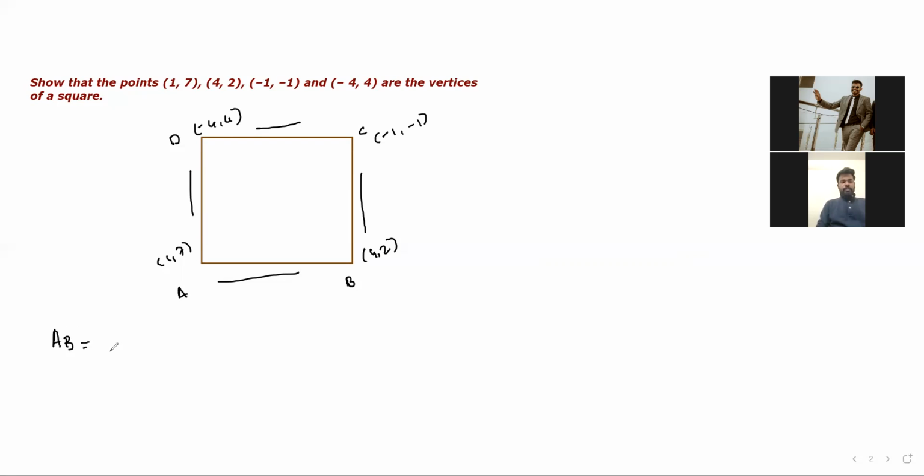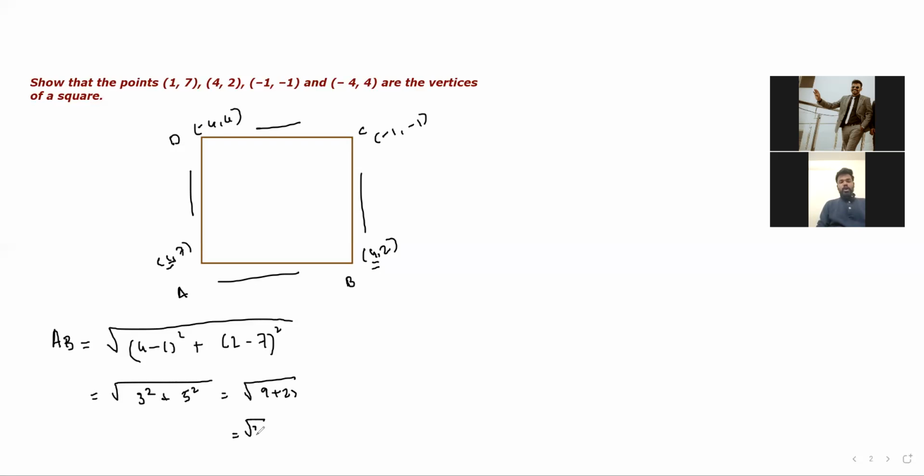What is AB? According to the distance formula that we have studied, it is the root of (x2 minus x1) the whole square plus (y2 minus y1) the whole square. So here x2 is 4 and x1 is 1. So you can write it as (4 minus 1) the whole square plus (2 minus 7), that is y2 minus y1, the whole square. Or it is the root of 3 square plus (-5) square, or we can write it as 5 square. And that gives us 9 plus 25, or root 34. So AB, using the distance formula, is root 34.